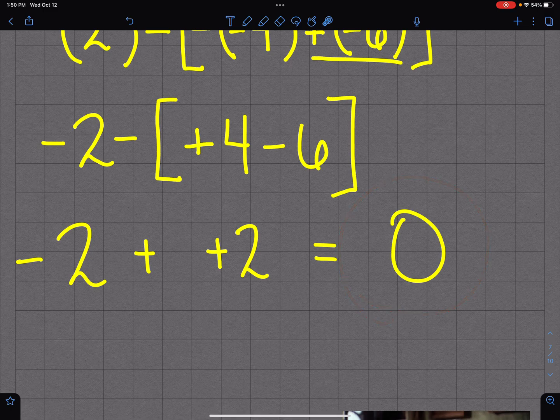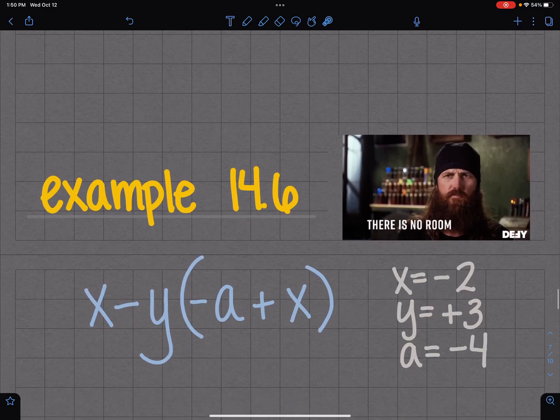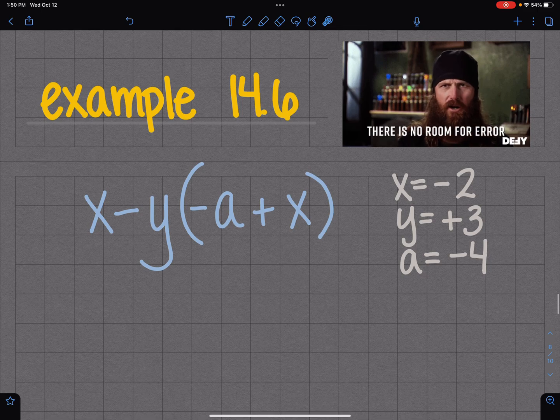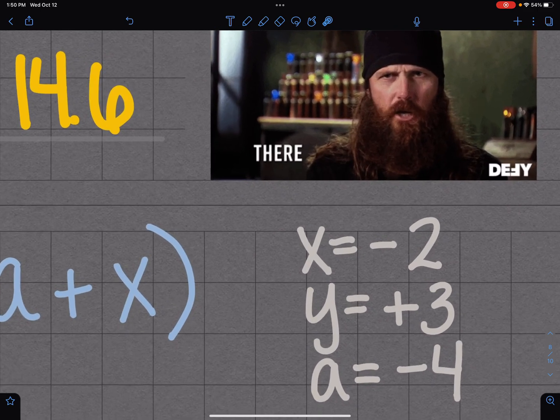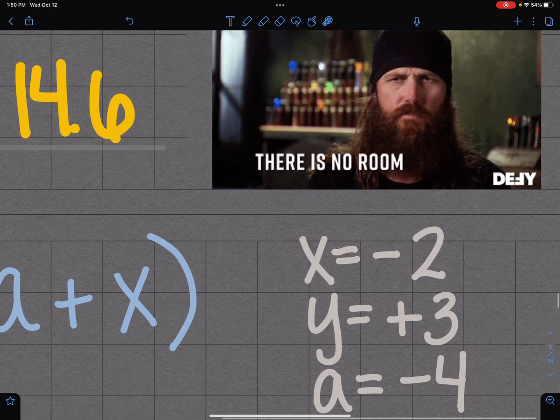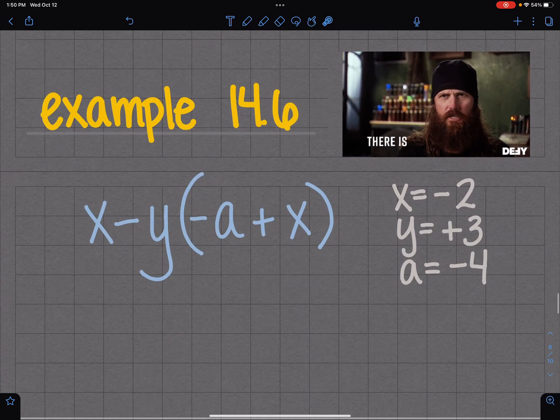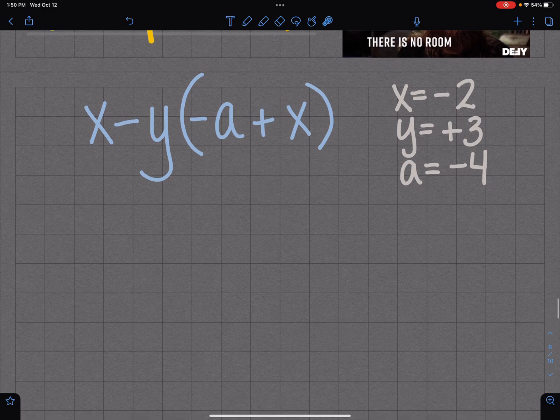Whoa, if I can do it, you can do it, Addie, for sure. Let's do this one example, 14.6. All right, no room for error. We got this, we got this. Are you starting to feel confident? All right, let's do it. Let's just plug numbers in, okay?